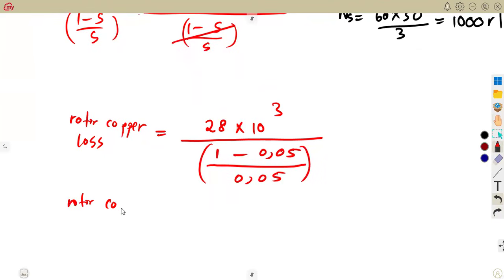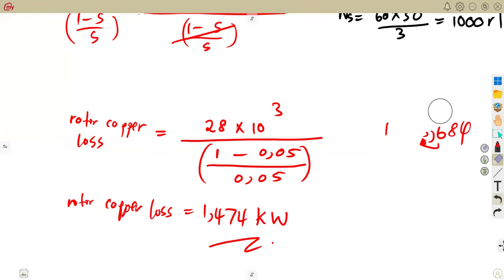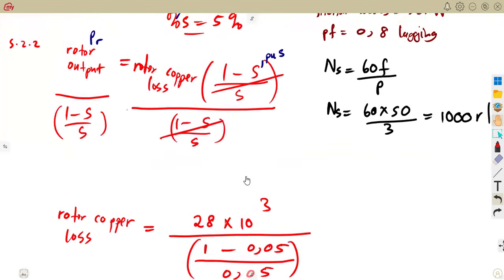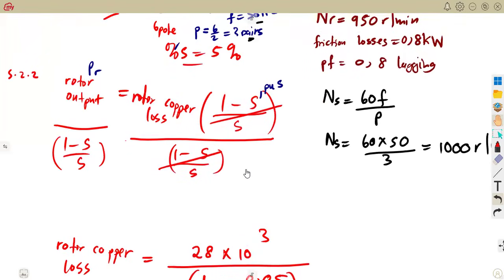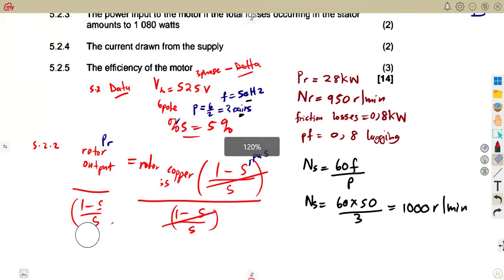So your rotor copper loss at the end is 1473.684 watts. We can write it in kilowatts by dividing by 1000, so it's going to be 1.474 kilowatts. You can have it like that, which is your rotor copper loss. If you had taken that as the output power of everything, it was going to have an effect on your calculations. So you have to be very careful, guys, as you consider your calculations.